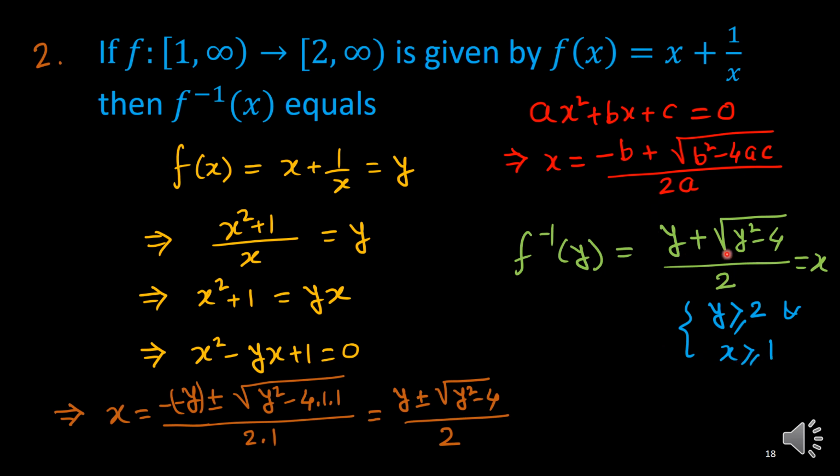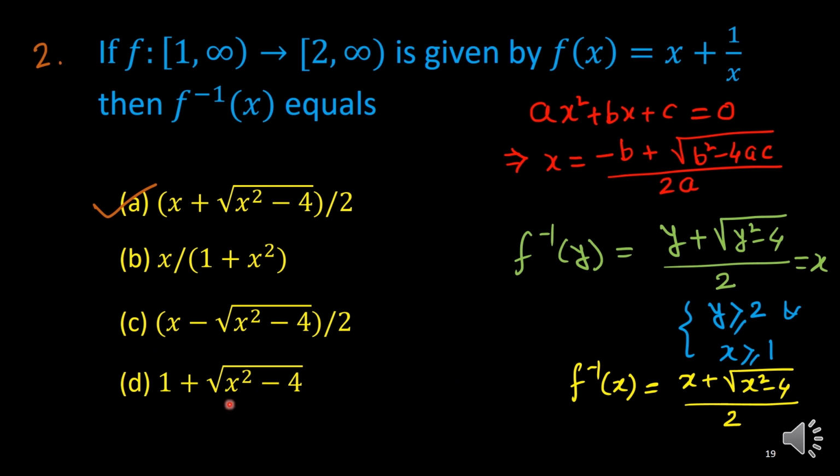Now if I put y more than 2, then this value is positive, it's fine. But if I consider minus sign, then it is 2 by 2 is 1 minus something. So this x value will become less than 1. So minus sign cannot be considered. If I consider minus sign, then x will be less than 1. Only if I consider plus sign, then only x will be more than 1. It is ensured. Thus, I need to consider only plus sign.